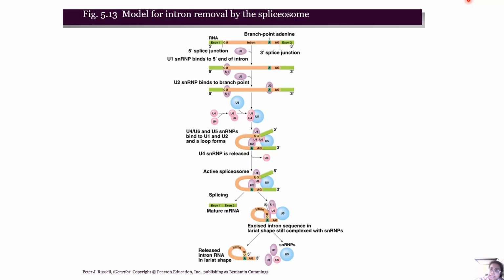So you see the U1 snRNP binds to the 5' end of the intron. U2 snRNP binds to the branch point. U4, U6 and U5 snRNPs bind to U1 and U2 and a loop forms. U4 snRNP is released, the active spliceosome performs splicing, and the excised intron sequence in lariat shape is still complexed with snRNPs.